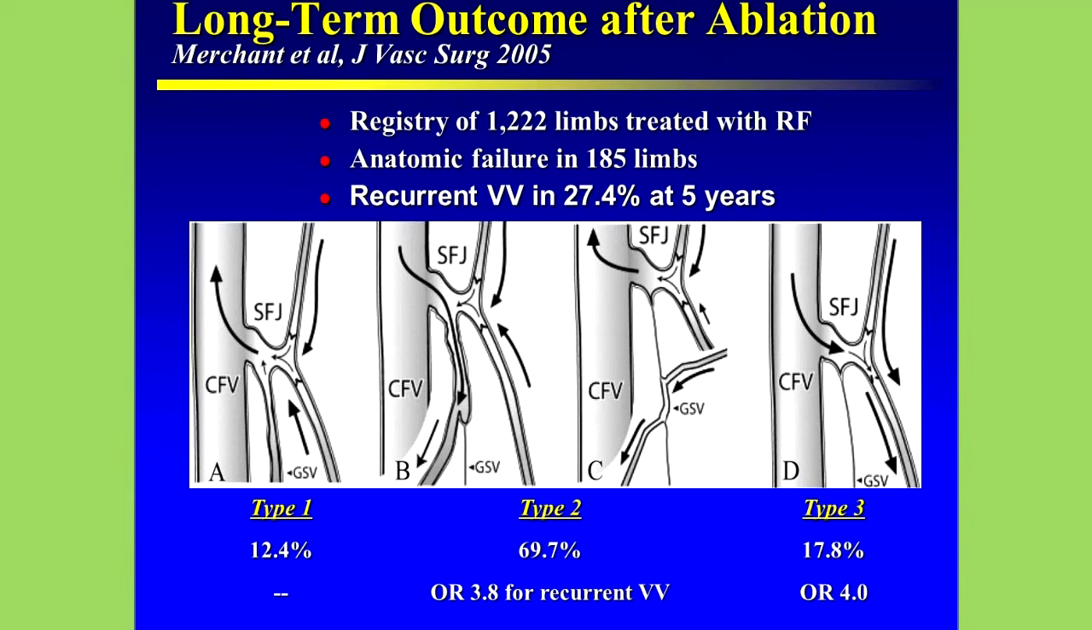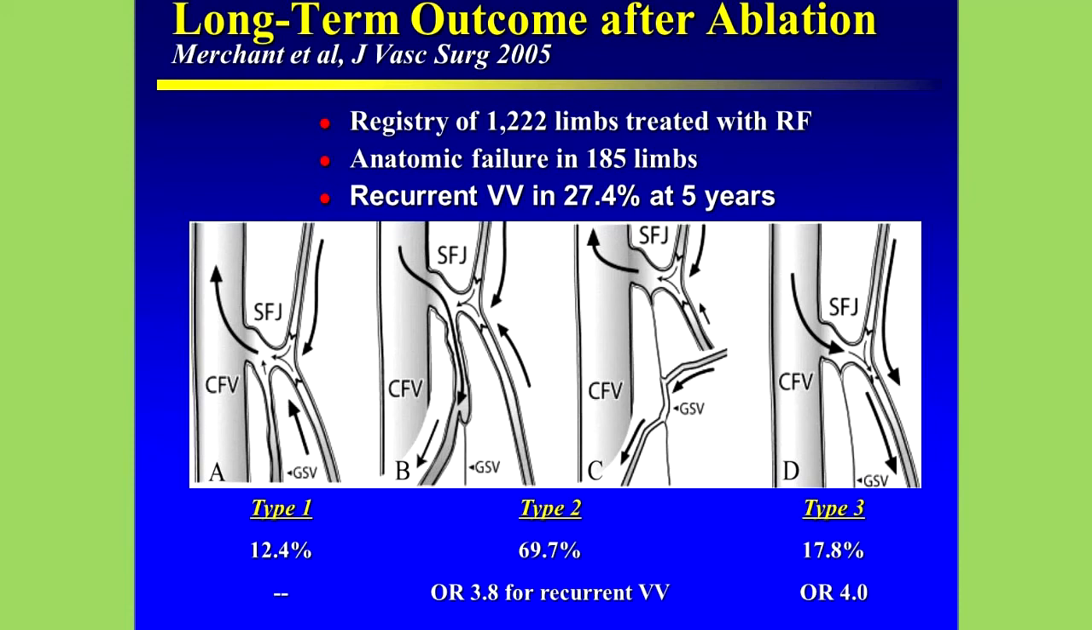So let's look at the mechanisms of recurrence, particularly in this series after radiofrequency ablation. This is probably the largest and best series that's been done looking at recurrence after radiofrequency ablation, published by Rob Merchant. This is a good series. It does have some statistical problems with it. Most notably, they use no actuarial analysis or life tables to really account for dropouts or anything else.